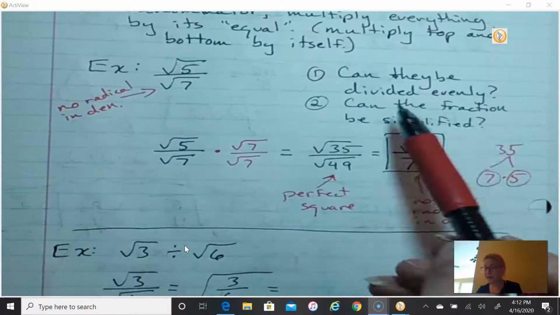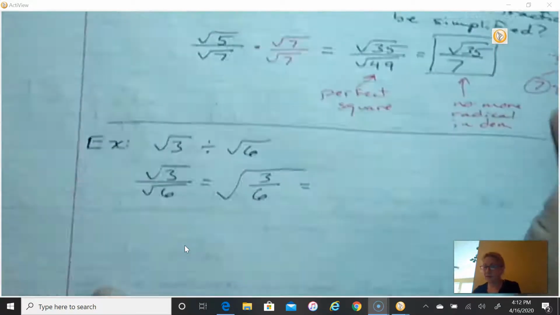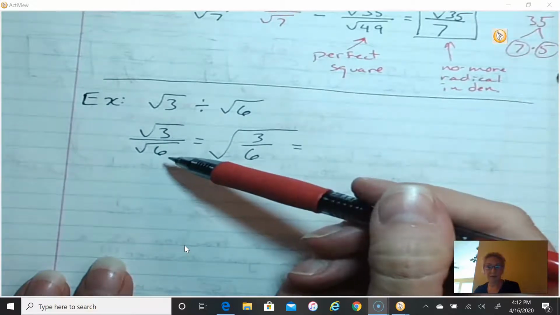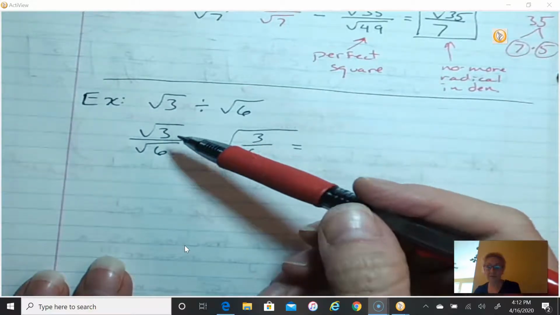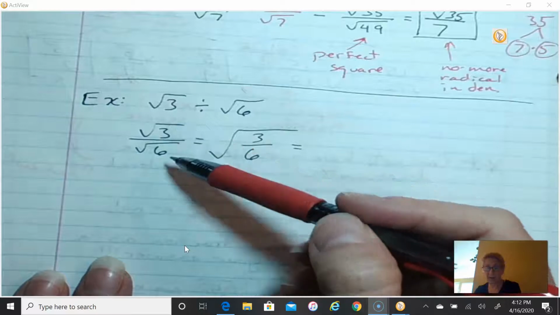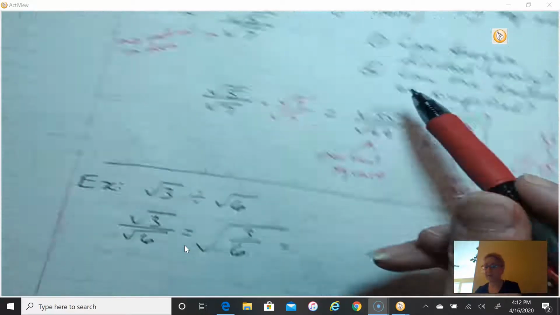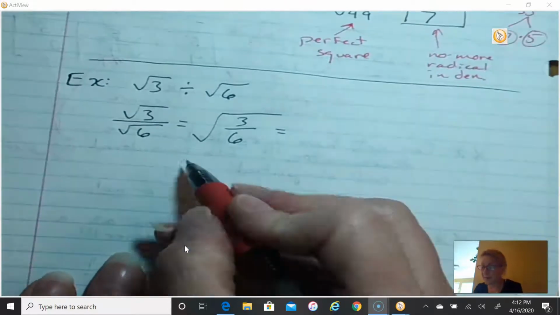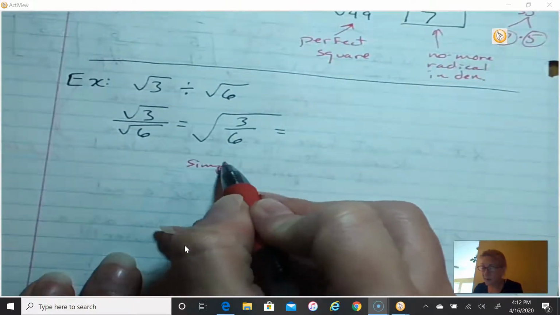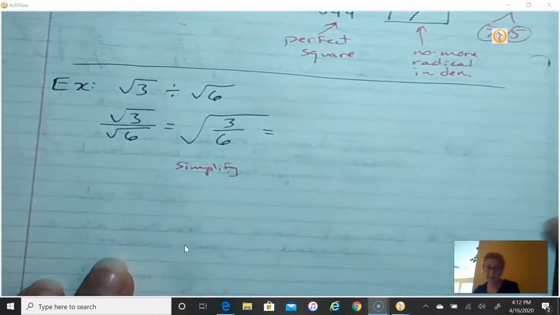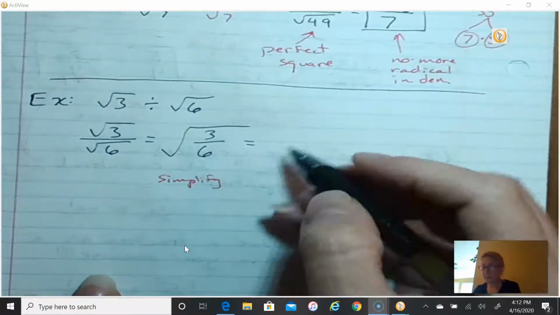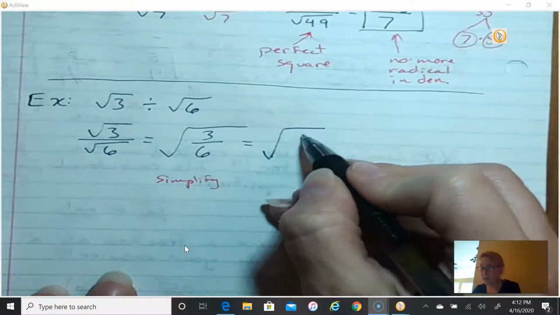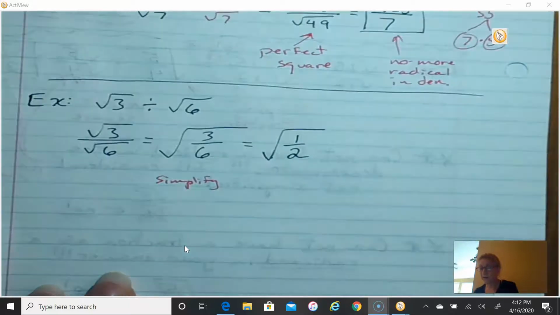Remember the first thing: can they be divided evenly? Can 3 be divided by 6 evenly? No, it cannot. Step 2, can the fraction be simplified? Yes, it can. So we're going to simplify that fraction to be 1/2.